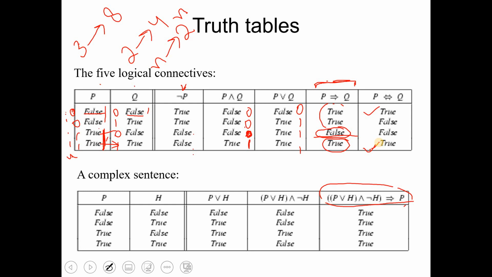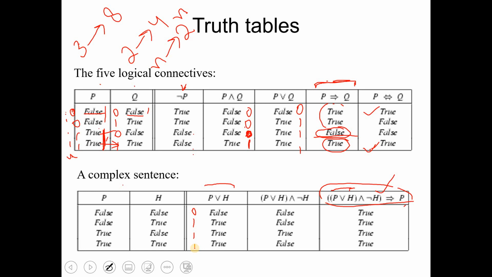Here you see another example, a complex sentence. Those were the 5 basic operators used. Here I have a complex sentence, this one. For this I write down all the possible values of P and H. Then I try to find the individual values before I can calculate the complex sentence. So first I find P or H. P or H is this, the same thing as 0, 1, 1, 1.